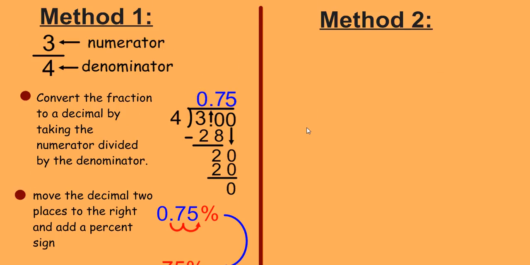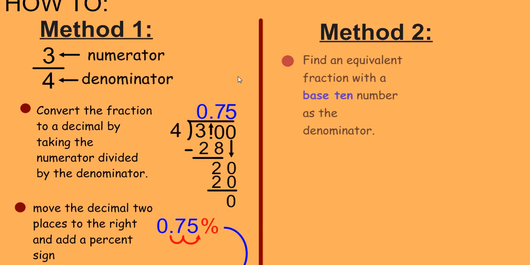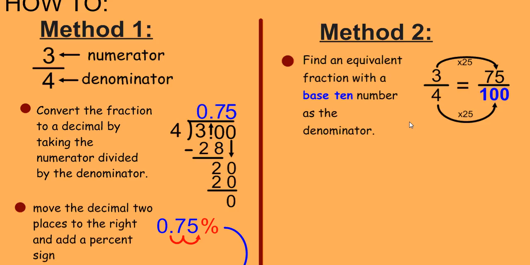Now there is another method that you can use, and that's when you can find an equivalent fraction with a base 10 number as the denominator. Now this might actually sound confusing, but it's actually an easier method. It doesn't work all the time though. In the example we have, notice how 4 goes evenly into 100. 100 is a base 10 number.